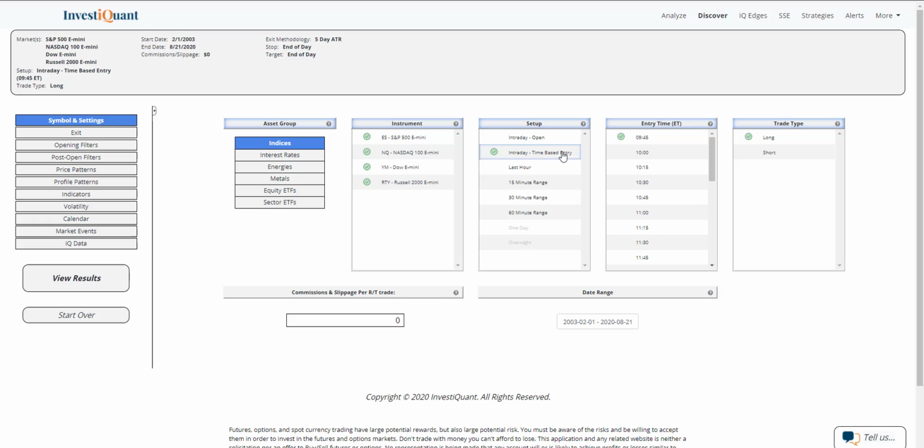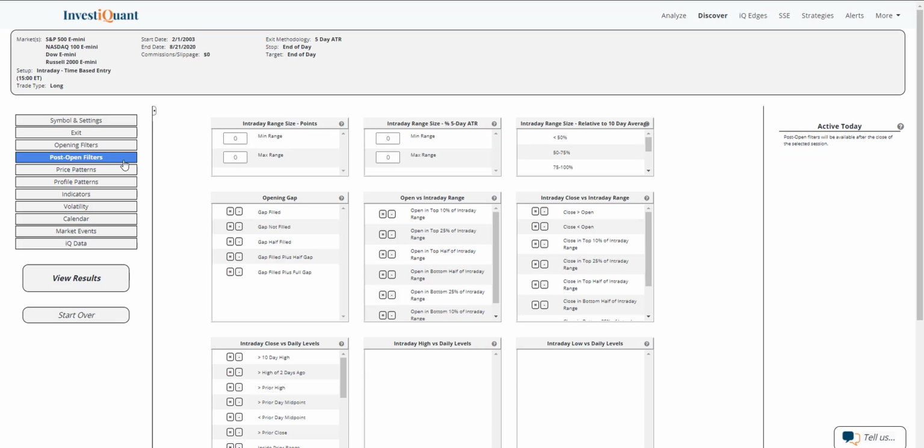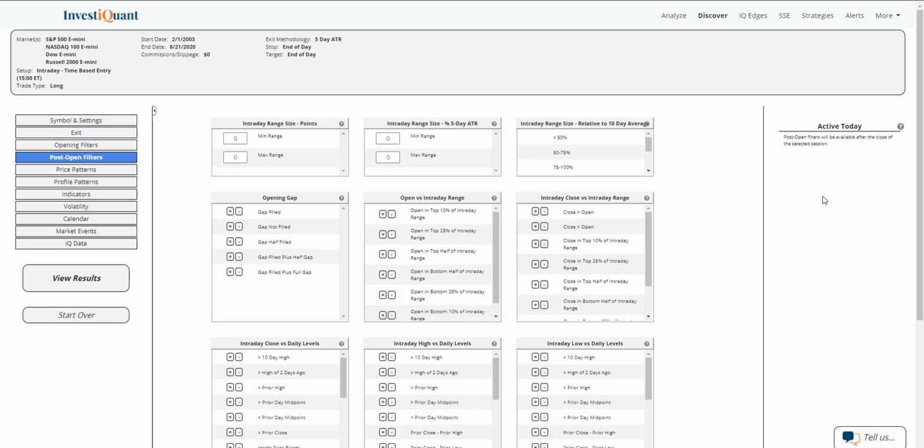And the setup is going to be based upon entering at 3 p.m. Eastern Time. It'll exit at the close, 4:15 p.m. Eastern Time. I'm not going to use an opening filter just to keep as many samples as possible, and we had a flat open. But I am going to go into the post-open filters, and I'm going to describe a really simple pattern here where the open is in the bottom half of the range. And then as of 3 p.m., since that's the entry time that I'm using, the price at 3 p.m. is in the top half of the range.